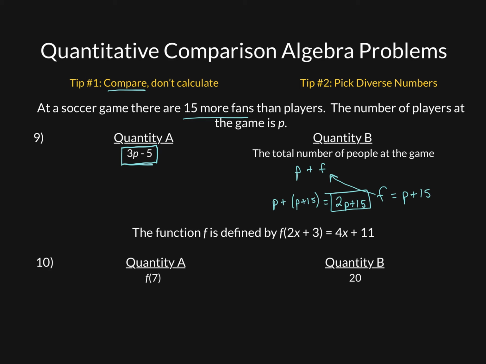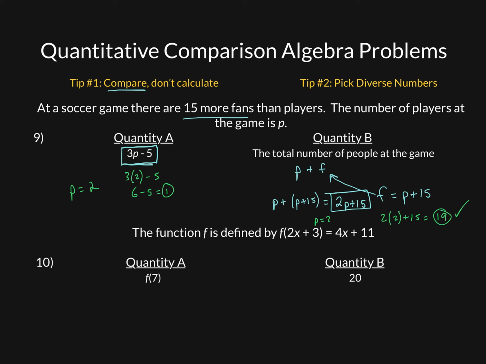Now, we still have an unknown variable, which is P, the players. So in this case, if we plug in a value for P, let's say P is 2. There's 2 players at this game. It's a 1v1 showoff game. And we plug that in, we get 3 times 2 minus 5. That's just 6 minus 5, which is 1. So quantity A would be 1, but if we plug in P is 2 here, we would get 2 times 2 plus 15. That would be 19. So 19 is way bigger than 1. Quantity B would be bigger in this case.